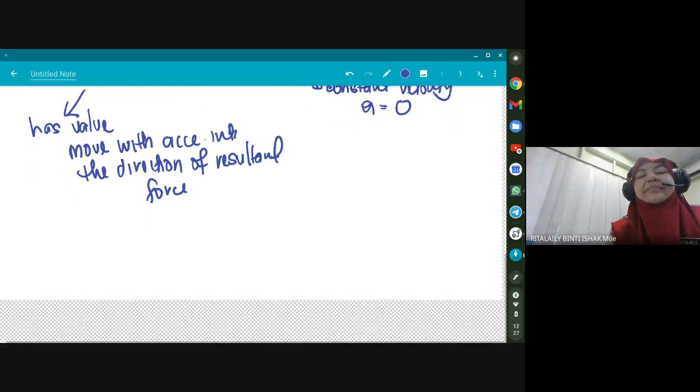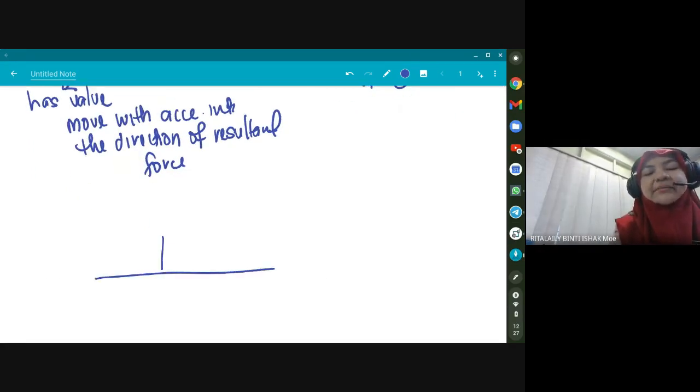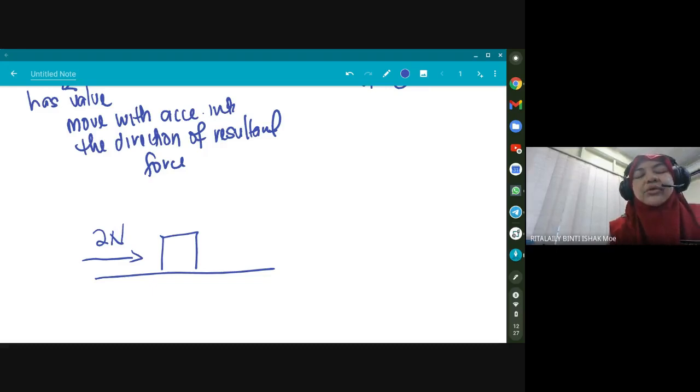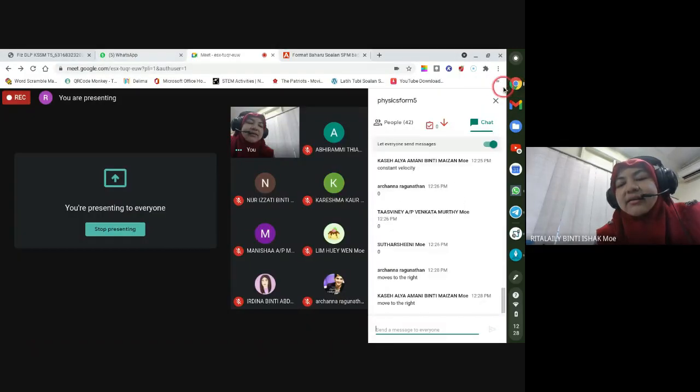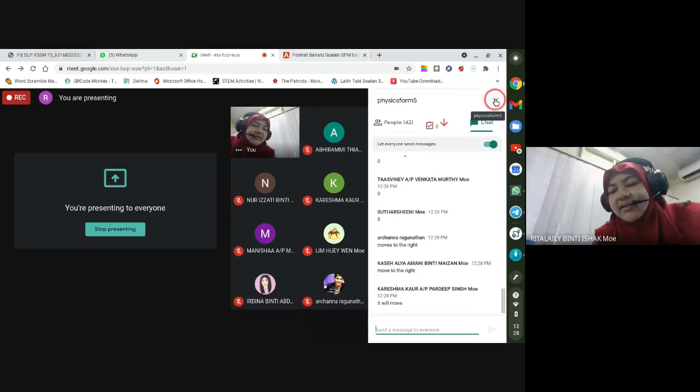Okay, example, we have one object being pushed with a 2 Newton force and the other side pulled with another 2 Newton force, and the object is 2 kg. Can someone tell me what happened to the object, and if it moved, give me the velocity or the acceleration of the object? So what will happen to the object? Yes. Move to the right.